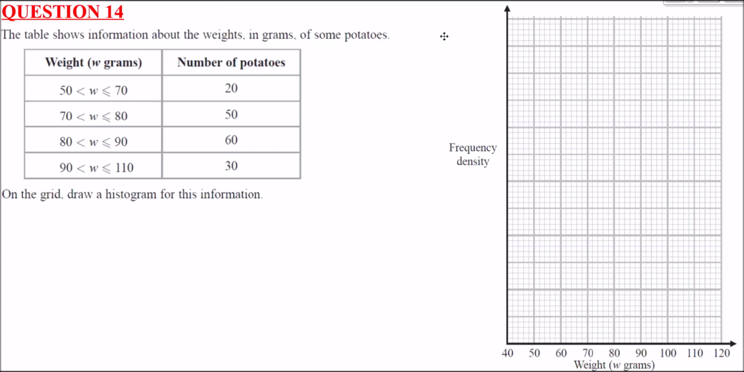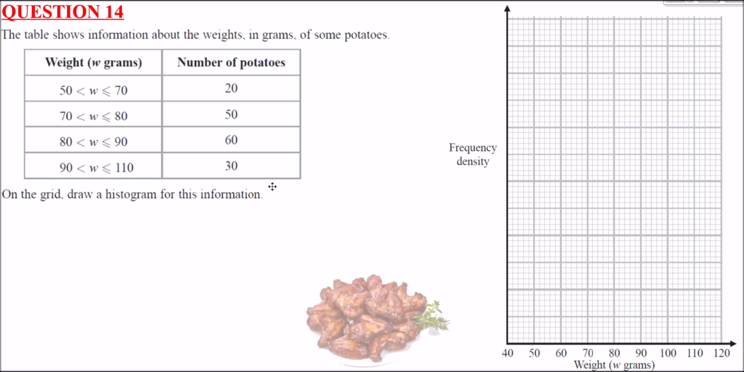Question 14 is about the weights of some potatoes, but in particular the actual topic is histograms. So on the grid we're going to draw a histogram for this information. When we think about histograms, I tend to think about chicken wings.